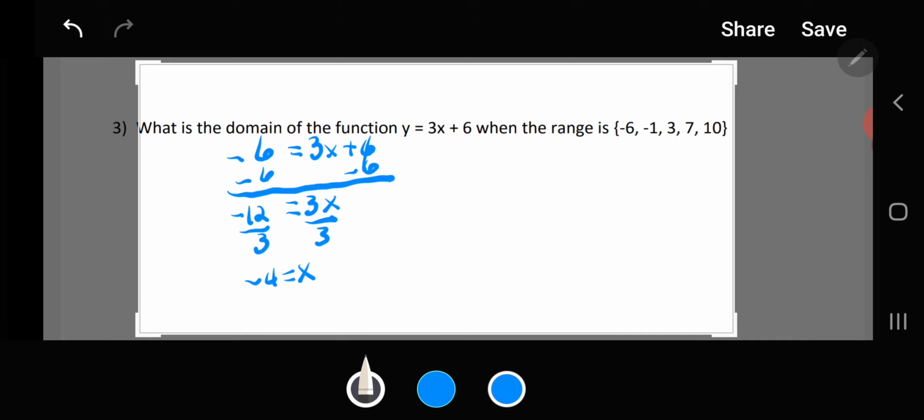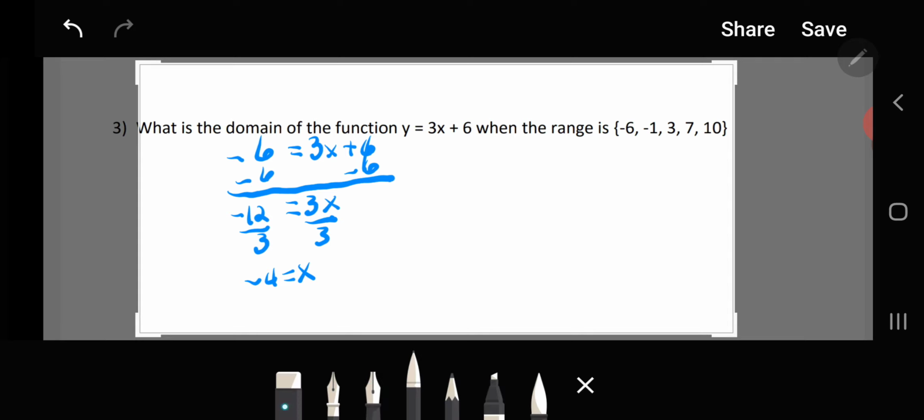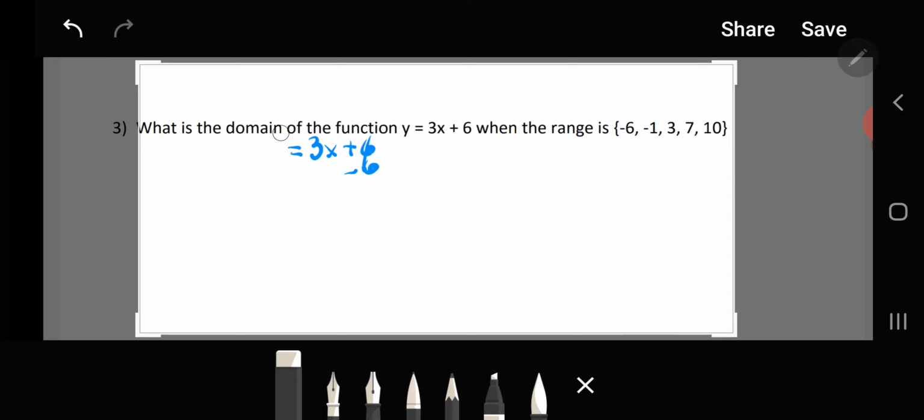We would have to keep doing that for each one of these values, all 5. My favorite route to go is a little bit different, and I'll show you. I'm only going to use algebra one time. That's why I like it better this way. I'm going to solve for x in my function first.